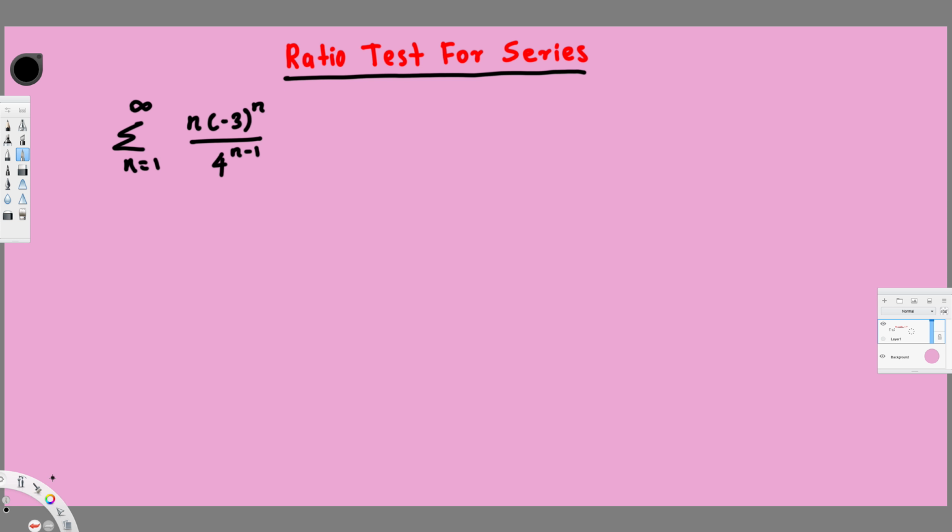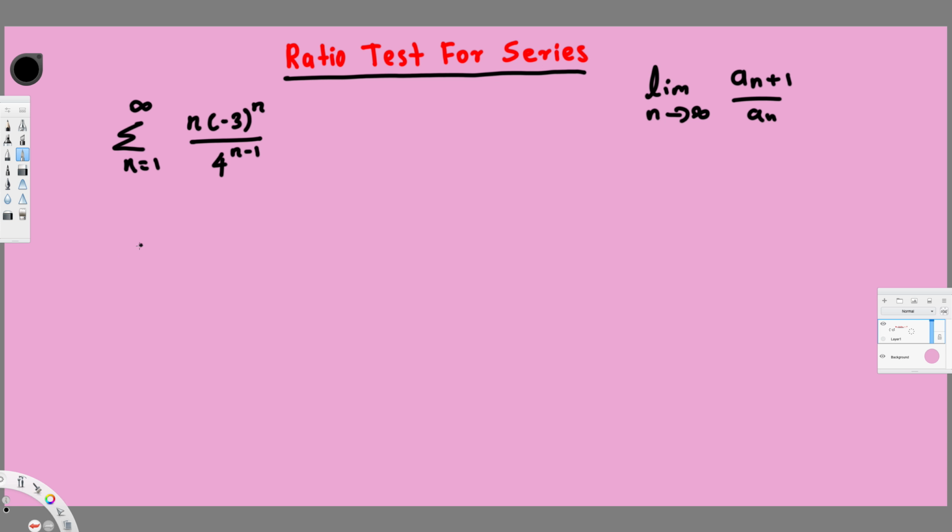Let's do this problem right here. Let's do the ratio test for this series to find out whether this series converges or diverges. So how to do the ratio test? The idea is we take the limit as n approaches infinity of a_(n+1) over a_n. So a_(n+1) basically means wherever we have n, we just add 1 to that.